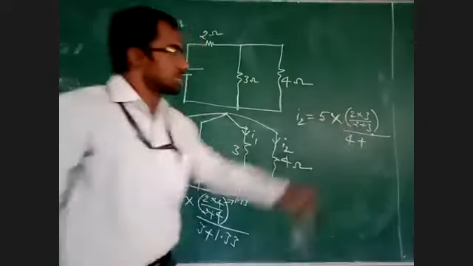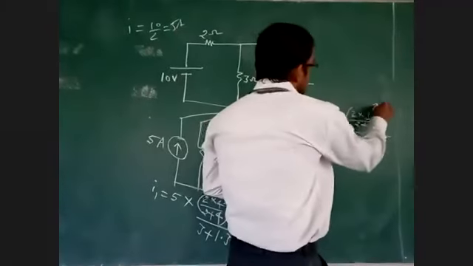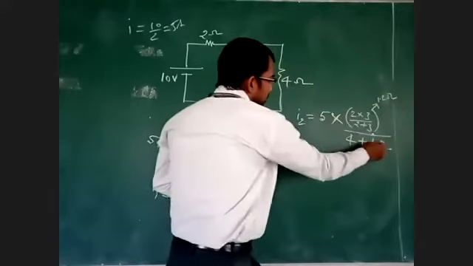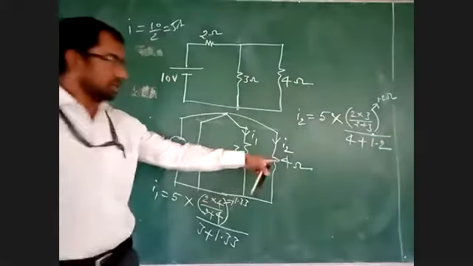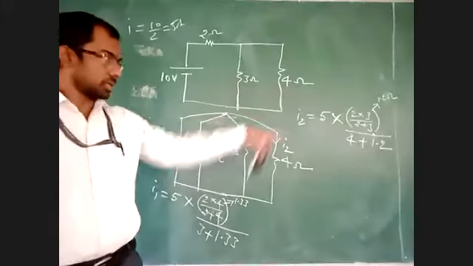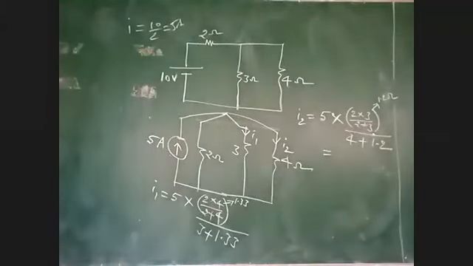What is the value of this? 6.5? 1.2. This is 1.2 ohms. 4 and 1.2 are parallel. I2 is flowing in 4. That will be the value of I2. So in this way, we will determine the currents in 3 ohms and 4 ohms.